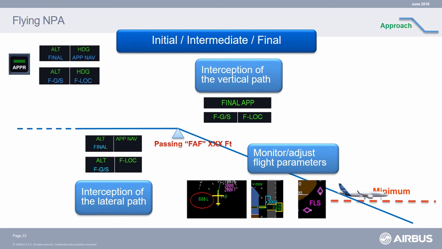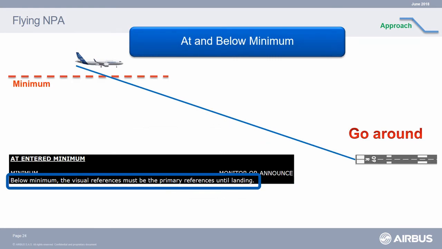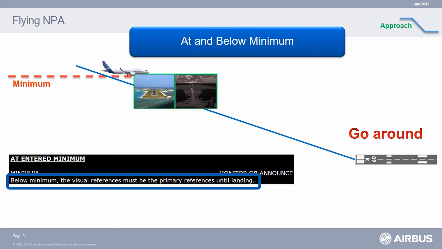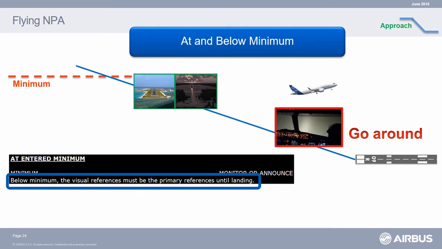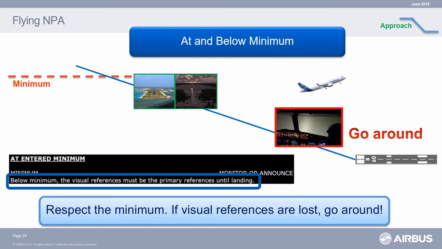At minimum, the pilots have to take a decision, continue or go around. If you have visual, as explained by Xavier, you can continue the approach. But if at any time during the final descent you lose visual references, you have to go around. So respect the minimum, and if visual references are lost, go around.